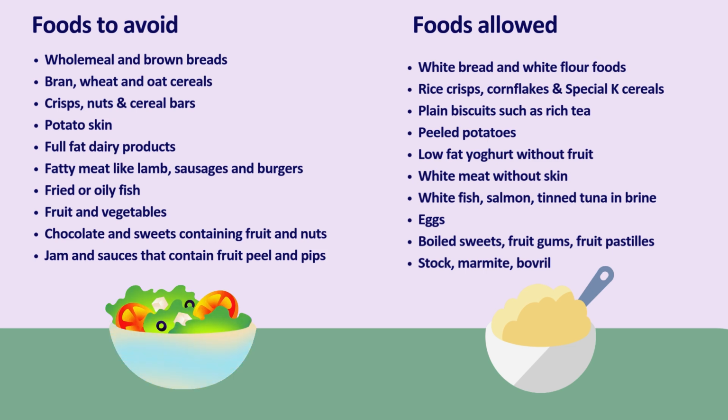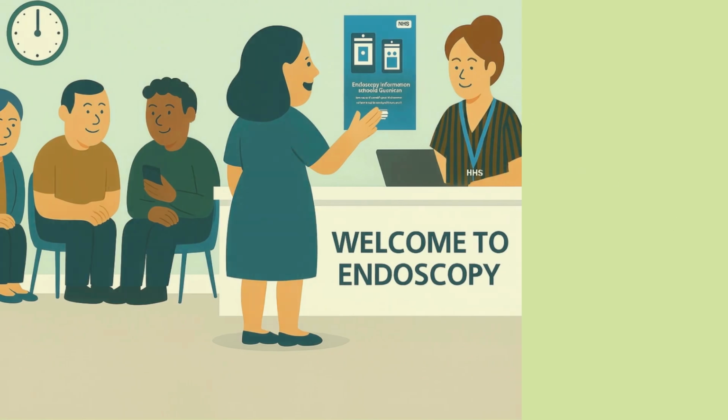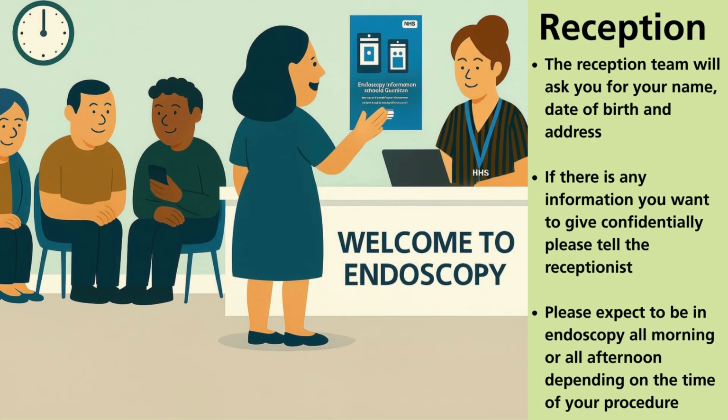3 days before your procedure, you should start avoiding foods high in fibre, such as fruits, vegetables, whole grains, nuts, and seeds. On arrival at the endoscopy department, on the day of your procedure, you will meet an endoscopy receptionist who will ask you to confirm your name, date of birth, and the first line of your address before asking you to take a seat.